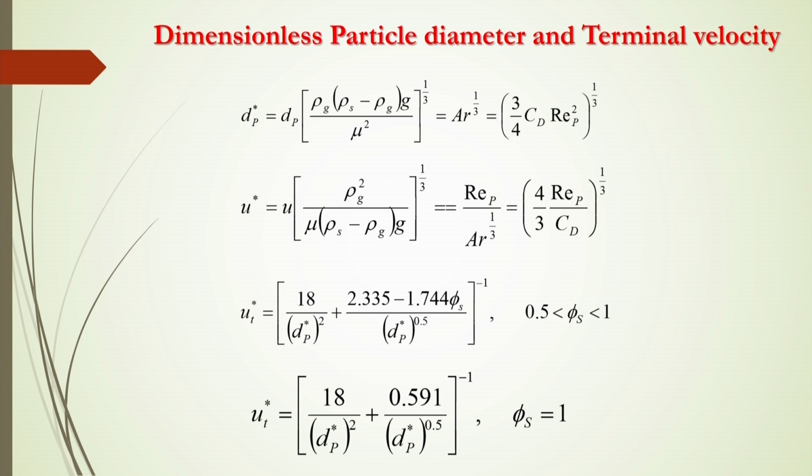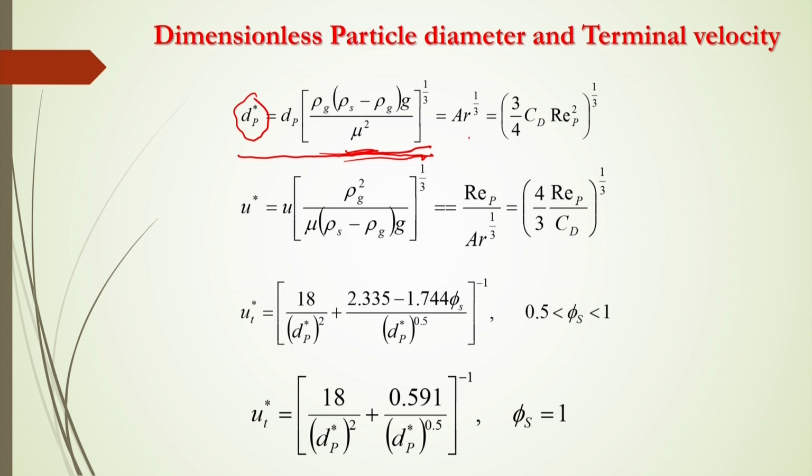So, we can define this dimensionless number of dp, that is particle diameter, as dp star. This dp star will be dp into rho g into rho s minus rho g into g by mu square. Here rho s is the solid density and rho g is the gas density. If you are considering the fluid as a gas, then you have to consider this gas density as rho g, whereas mu is the gas viscosity. If it is air, then of course it will be air viscosity. So, dp star is defined in this way, this is the dimensionless diameter.